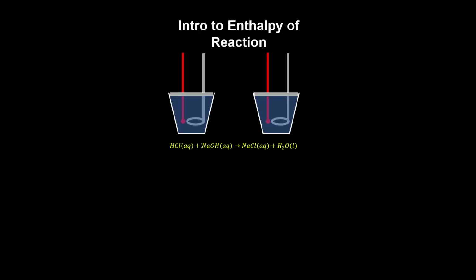Suppose we have this neutralization reaction where solutions of hydrochloric acid and sodium hydroxide are mixed together. So you have some initial temperature reading, and after the reaction takes place, you obtain dissociated sodium and chlorine ions in solution and H2O molecules, which gives the final temperature reading.